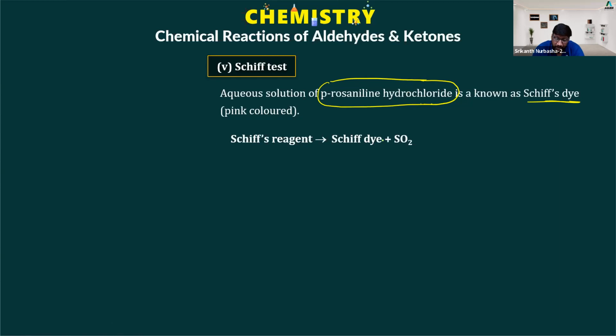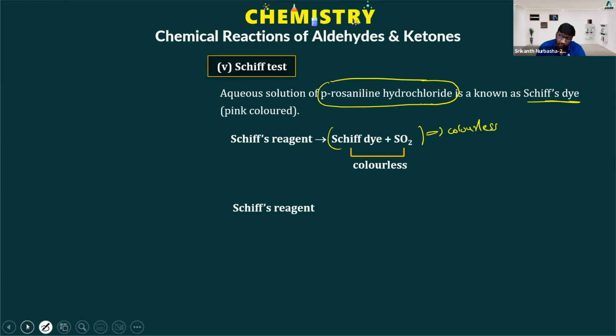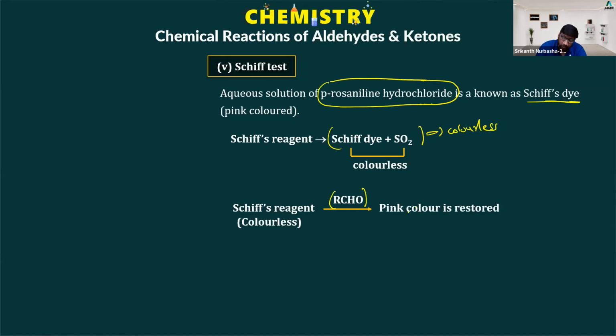So Schiff's reagent is Schiff's dye plus SO2. This will be colorless in nature. Schiff's dye will have a pink color, but Schiff's reagent is colorless because with the passage of SO2, the color is going to be lost. This colorless Schiff's reagent, whenever it is treated with an aldehyde, you will generate the pink color. That means the pink color is going to be restored. So this is also going to be used to detect the respective aldehydes and ketones.